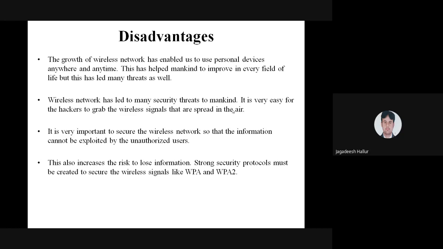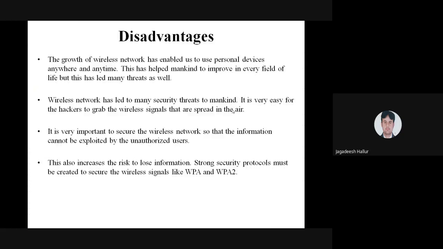And next, this also increases the risk of losing information. Once the information is lost, we can't do anything. So be careful before using your mobile phones, your WhatsApp, your Facebook. Anyone can make your videos go viral. And strong security protocols have to be installed in the system, which are WPA, Wi-Fi Protected Access, and WPA2.